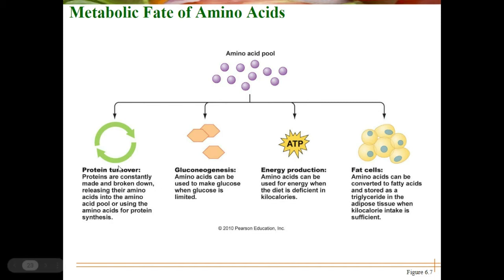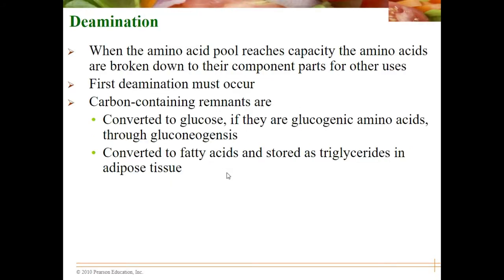So they can be used for the synthesis of new proteins. Okay? The amino acids can be broken down and converted to glucose. Okay? Or they can be broken down and then sent to the Krebs cycle and then oxidative phosphorylation in the ETC to form ATP. Or if the amino acid pool is excessive, then they are definitely converted to fats. Okay? So how do we actually convert amino acids to either glucose or energy?